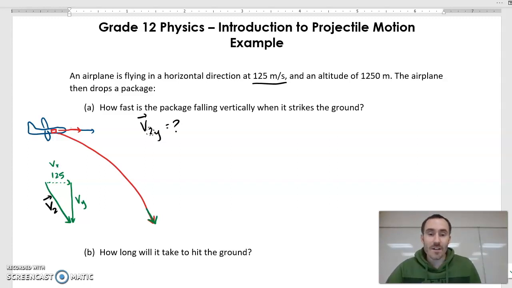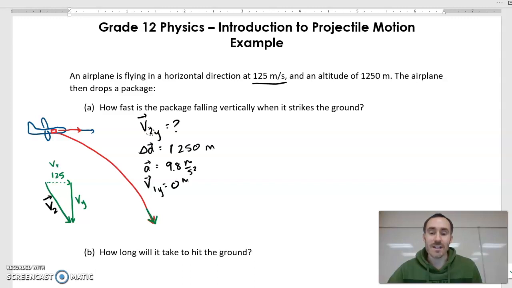So I know that the altitude, the distance that this thing is going to fall, is 1,250 meters. And that's all it tells me. But I also know that the acceleration is 9.8 meters per second squared. And I know v1y is 0 meters per second. It's starting from rest. Only vertically though.